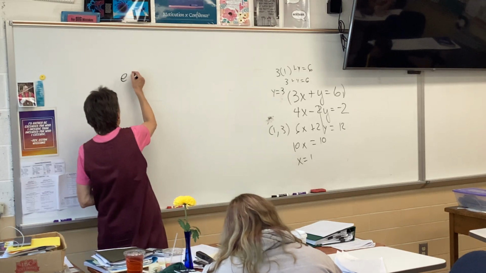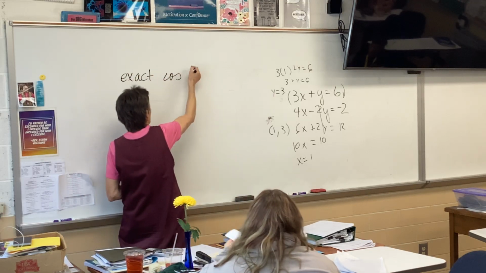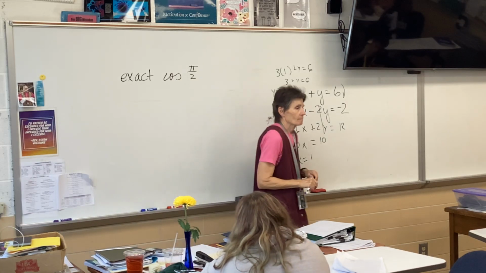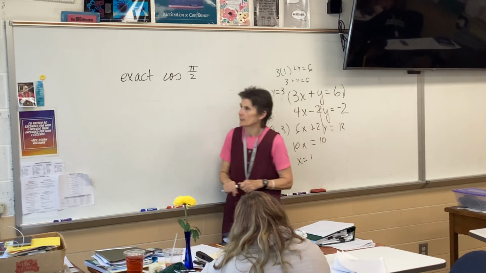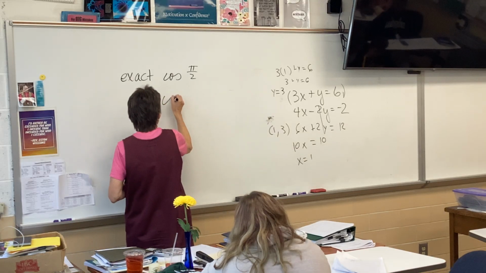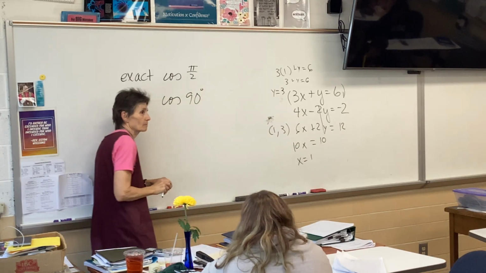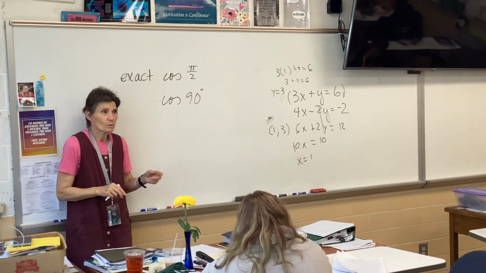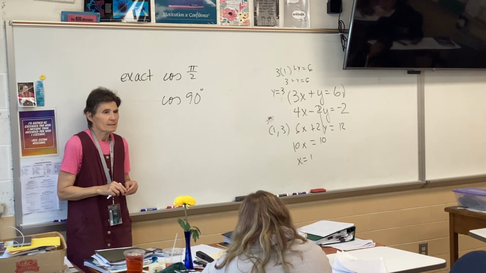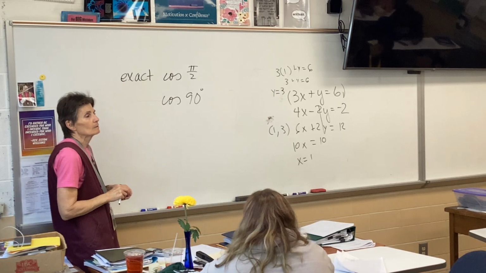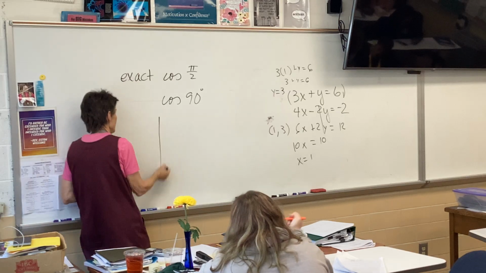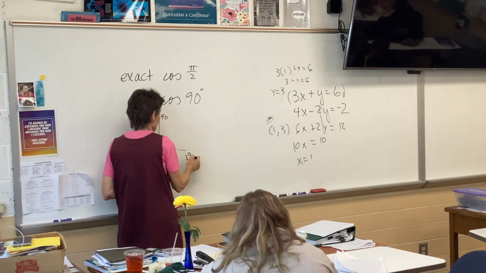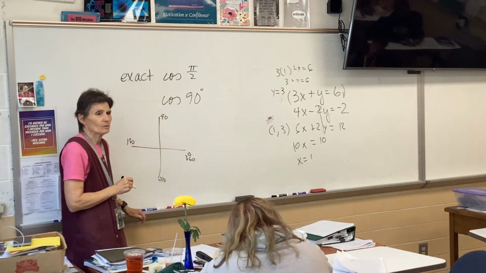Find the exact cosine of pi over 2. So the first thing we want to do is change that into 90, because we know pi is 180. We practiced that yesterday. That was actually a quiz question. All right, now what do we do? We draw 90 degrees. Uh-oh, this is a little different than yesterday. What do we notice about 90 degrees?